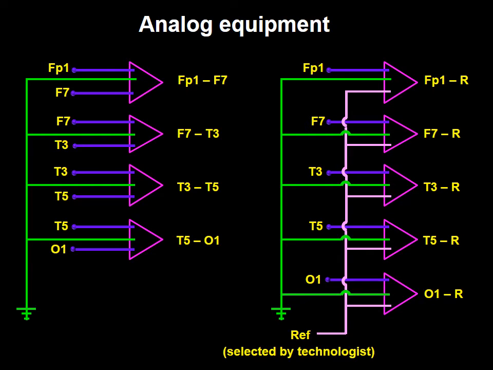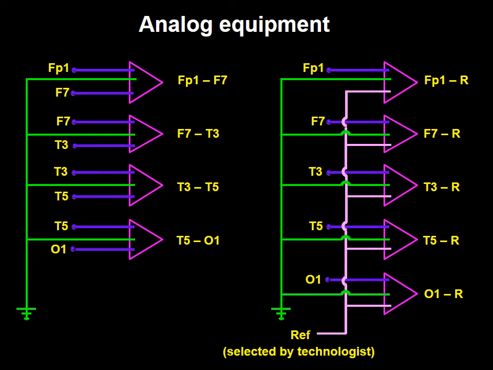I'd like for you, before starting to talk about digital EEG, to take a moment to look at the figure on the right. The only difference between the figure on the left and on the right is that the figure on the left shares electrodes between amplifiers, and the figure on the right has a common electrode entering through the G2 of each amplifier. The reference, that is the electrode entering through G2, in this case is selected by the technician.